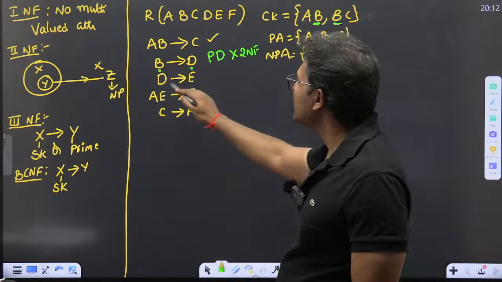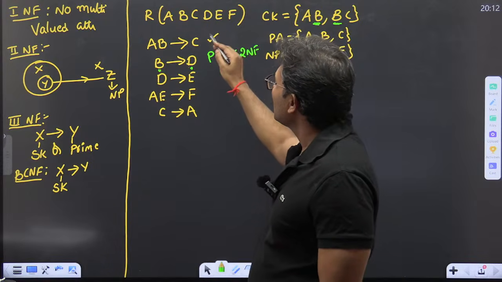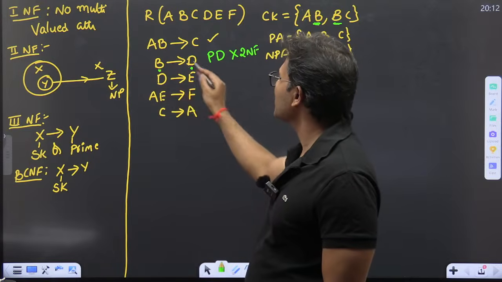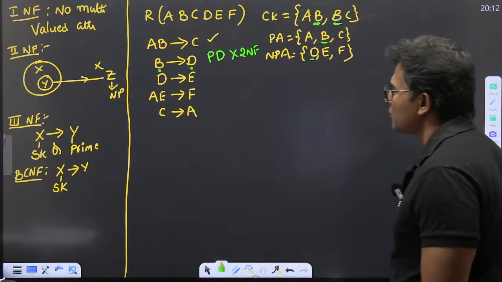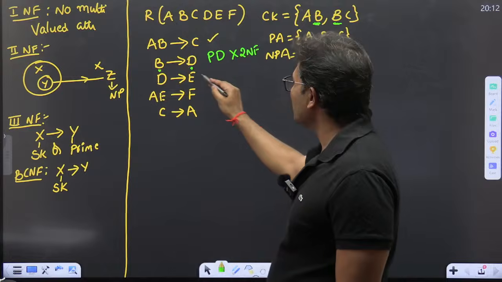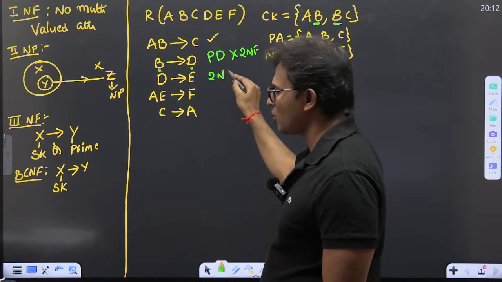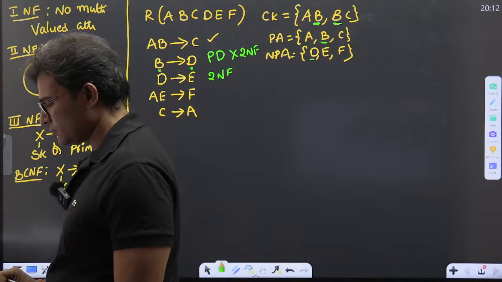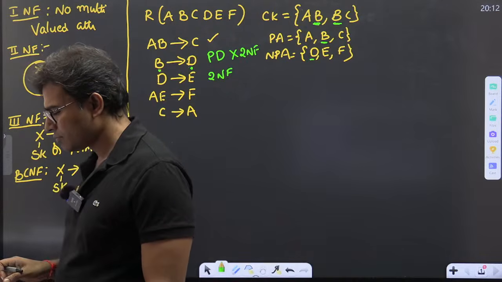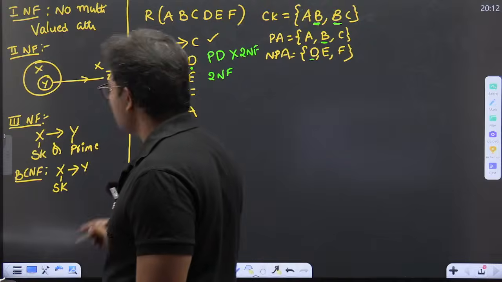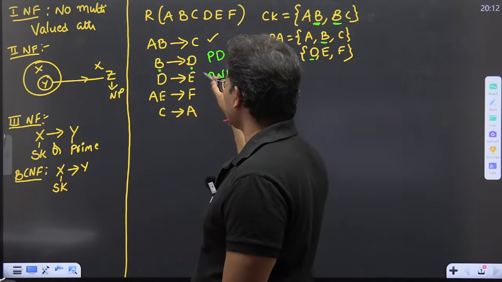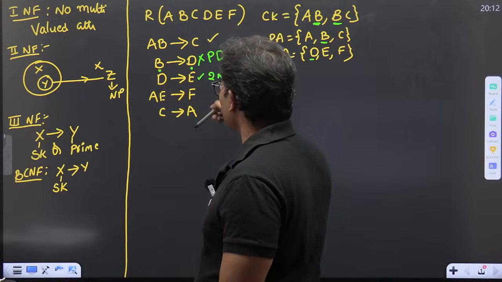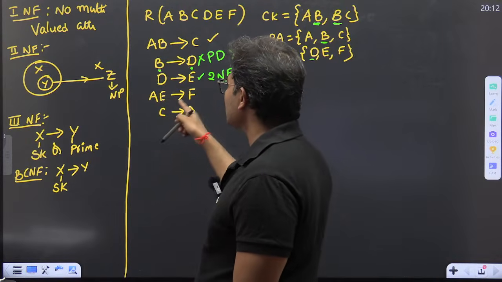Now, what about D determines E? D determines E is a non-prime attribute determining a non-prime attribute, right? Therefore, this functional dependency is in second normal form. No problem with this FD. With the other FD, we got a problem. It is not in second normal form. And the other one is AE determines F.